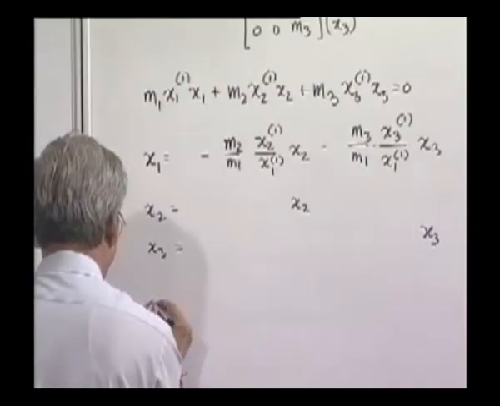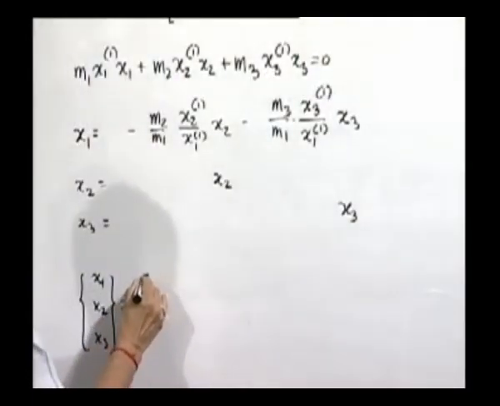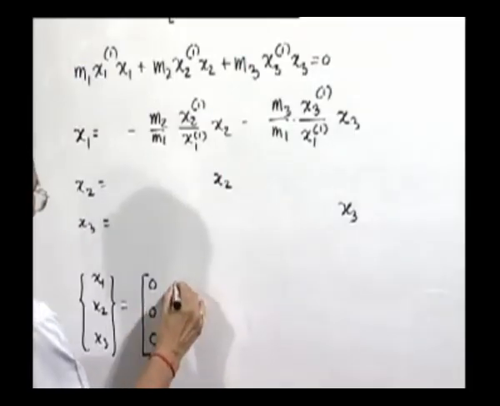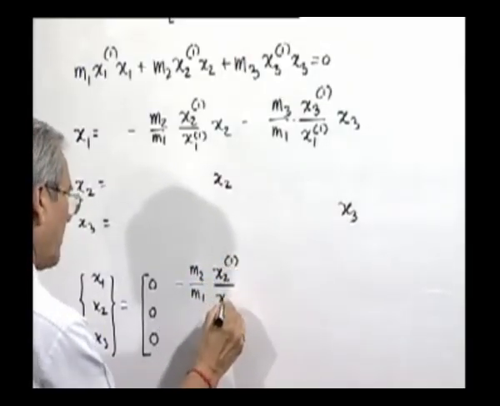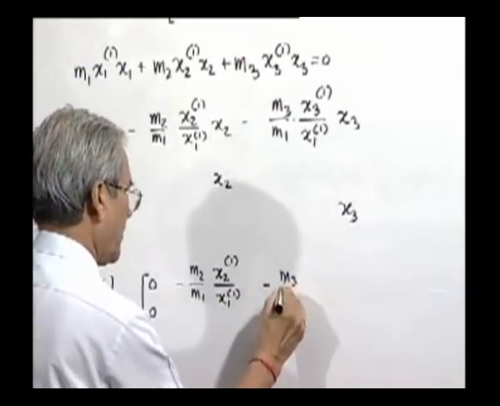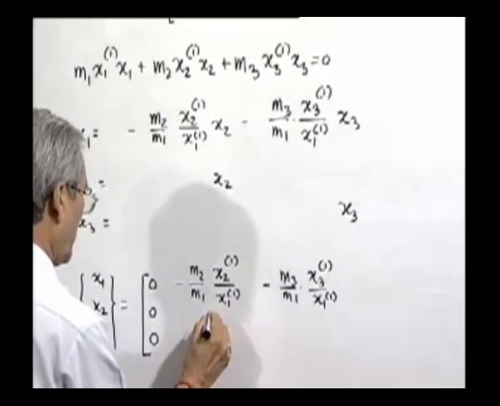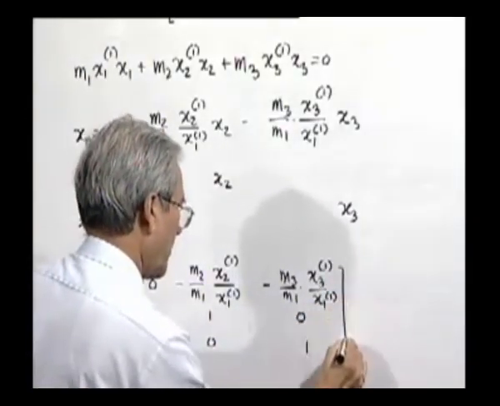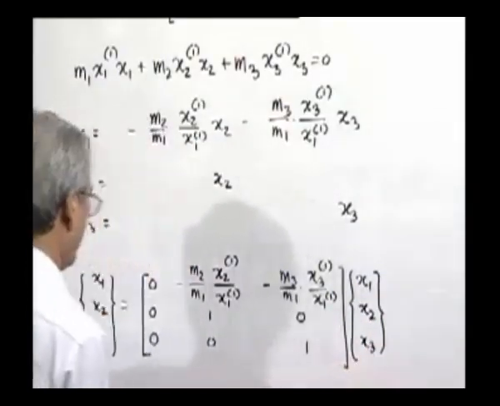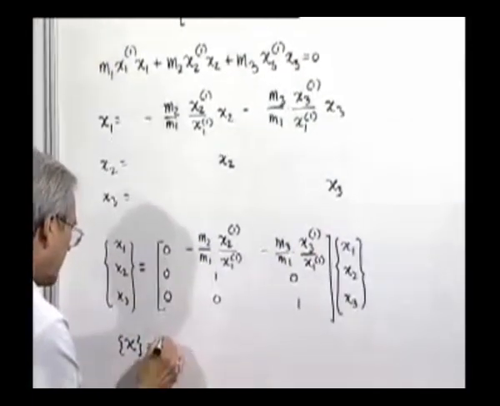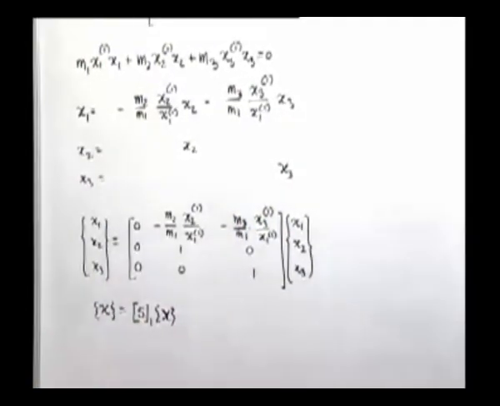So this whole thing can be written in matrix form: x1, x2, x3 is equal to... or symbolically we call it S1. Small x or capital X doesn't matter, because cosine omega t gets cancelled.